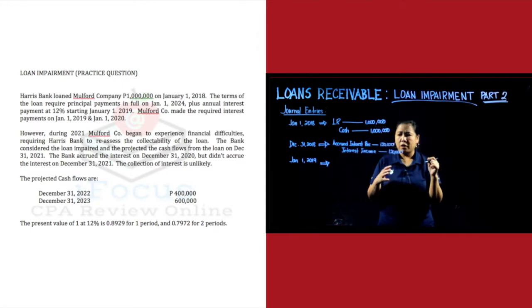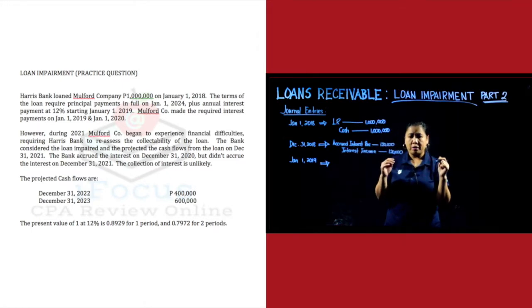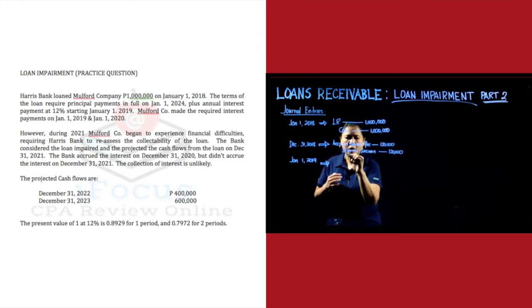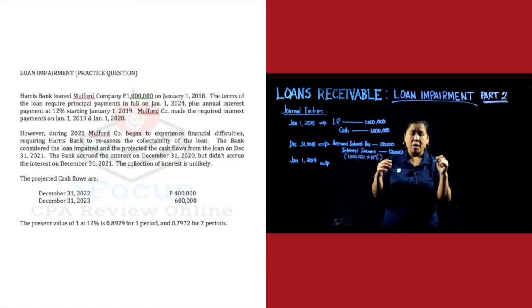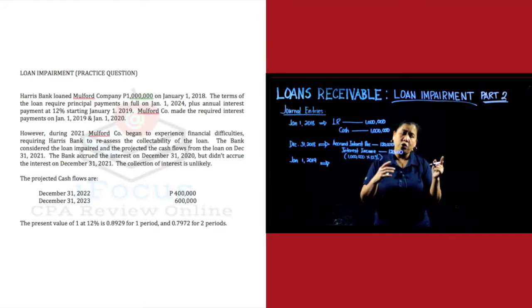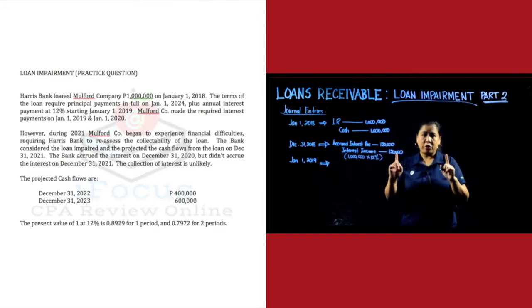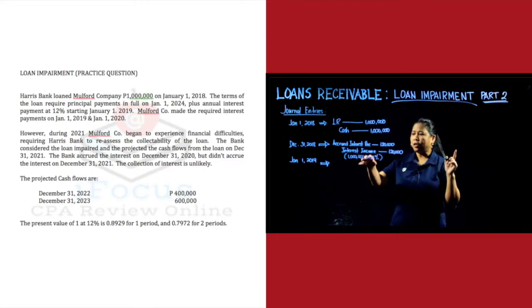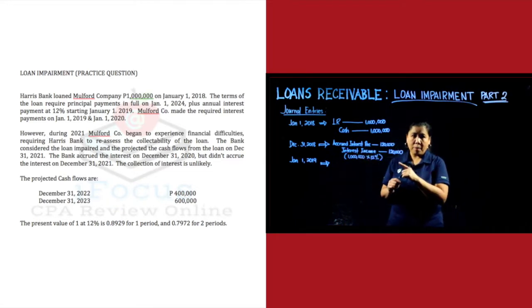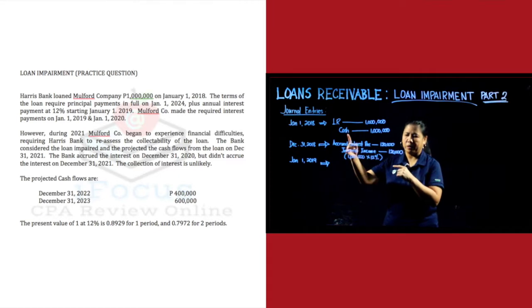So, paano niya kinompute itong 120,000? That is 1 million multiplied by the 12% na nominal interest rate. Yung agreement nila between the lender and the borrower, si Harris Bank at saka ni Mulford Company. Yan yung interest income ng bangko sa loans receivable na ito.